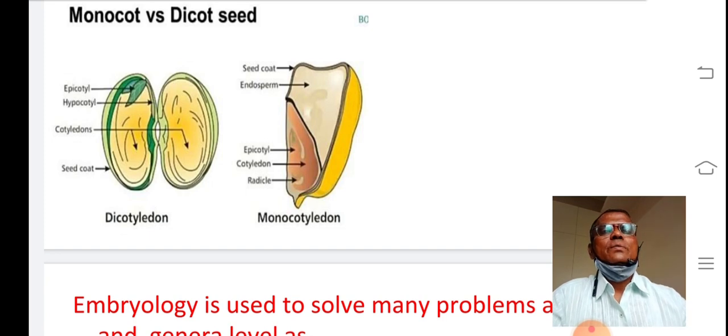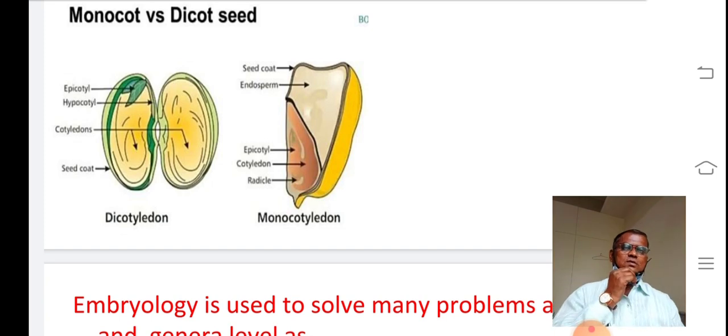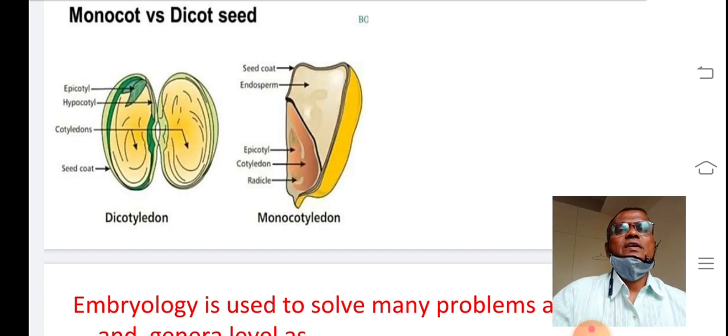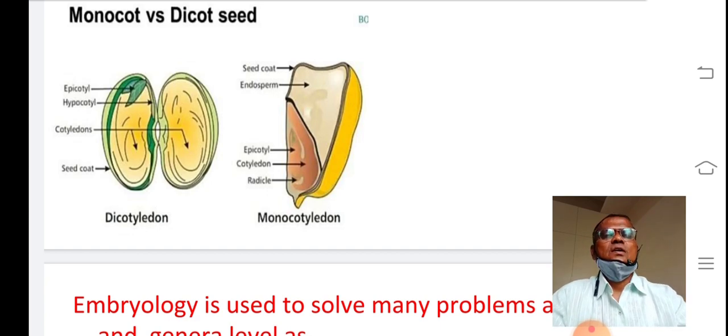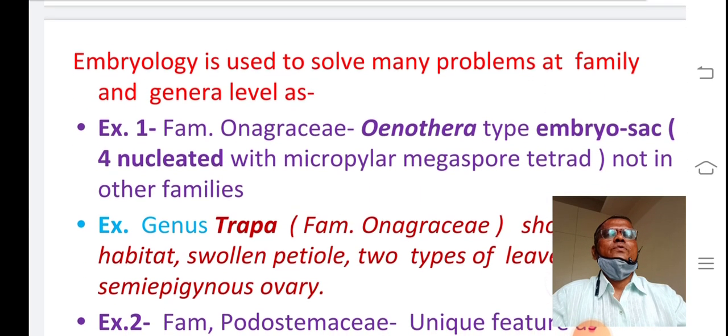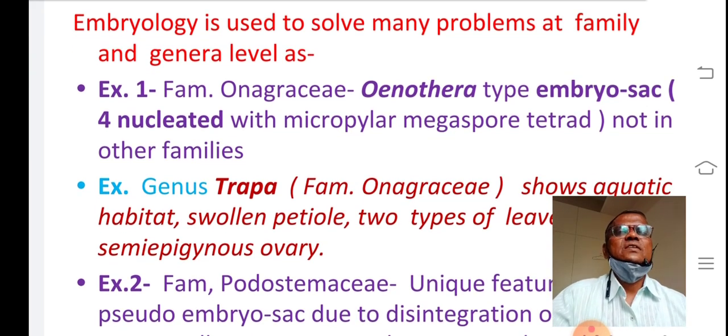Monocot and dicot seeds have specific characters: epicotyl, hypocotyl. Monocot seeds are maize, sorghum, bajra and wheat. Dicot members are the pulses and gram, so they come under the dicotyledons. Therefore, embryology is used to solve many problems at family and generic level.